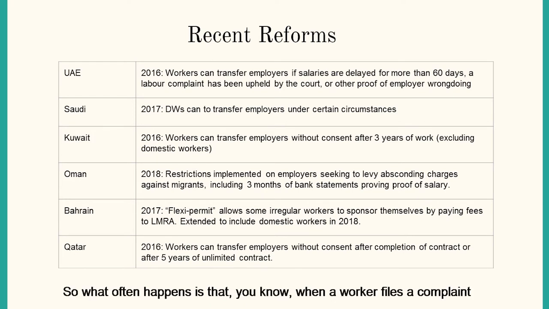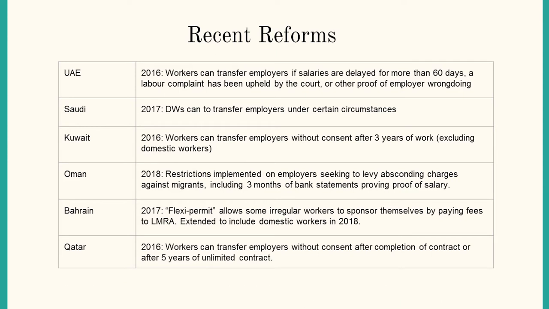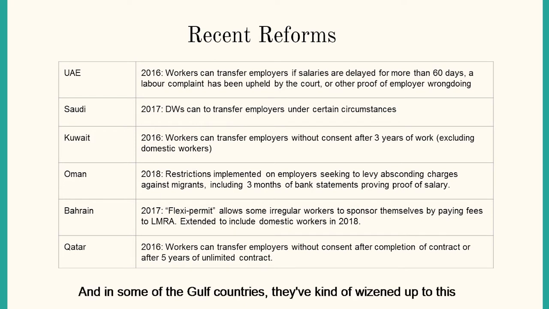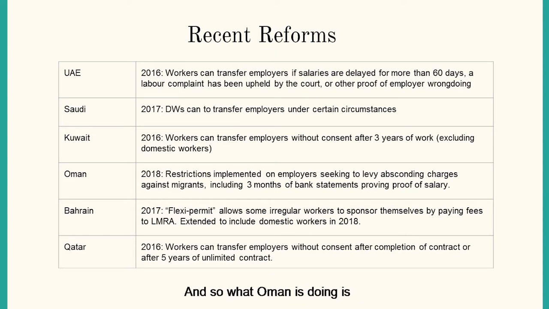What often happens is that when a worker files a complaint against their employer, the employer will file an absconding charge against them, kind of a counter complaint. In some of the Gulf countries, they've wised up to this, so that if an employee has already lodged a charge against an employer, the system will note that, and it'll be taken into account if the employer then files a countercharge. So what Oman is doing is essentially trying to protect against some of the common abuses being used with absconding. Again, this also does not apply to domestic workers.